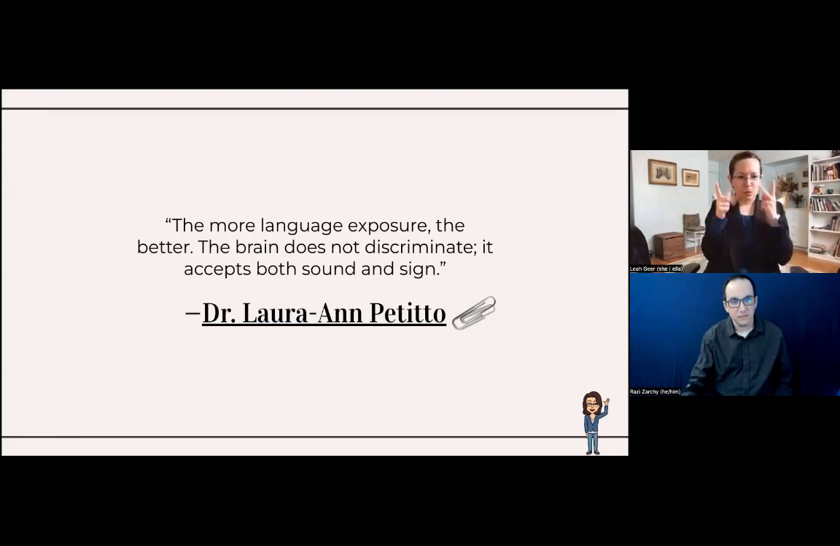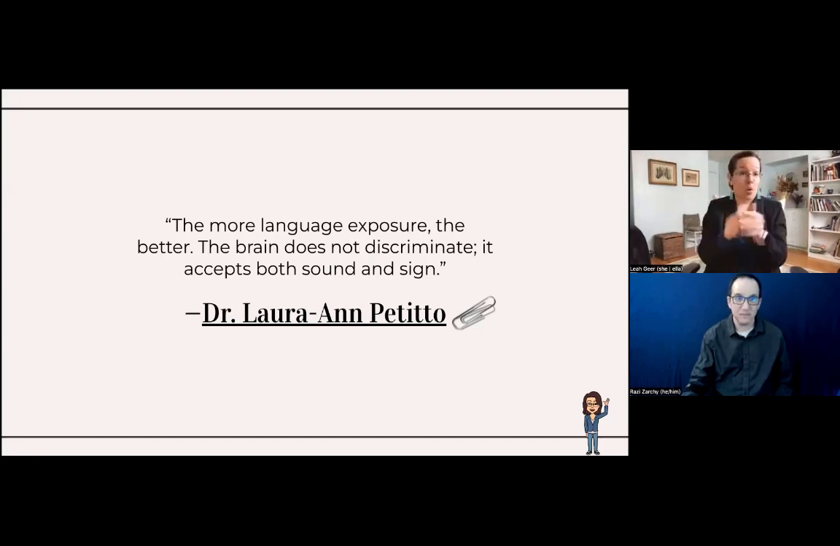This is a quote from the director of the Visual Language and Visual Learning Center at Gallaudet University, Dr. Laura Ann Petito. She says that the more language exposure, the better. The brain does not discriminate. It accepts both sound and sign.